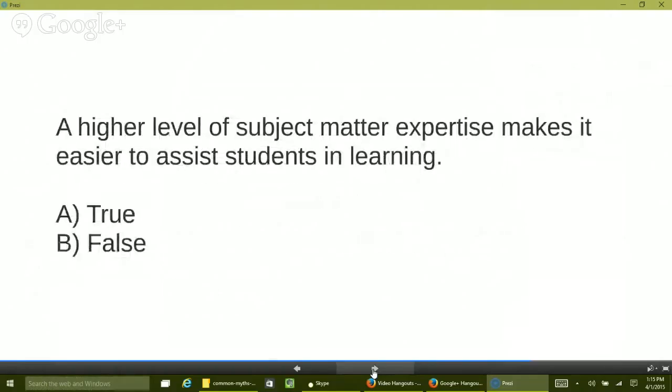Now here's another one, and this perhaps may be a little more controversial. And that is that a higher level of subject matter expertise makes it easier to assist students in learning. We have one vote for false. Anyone else?